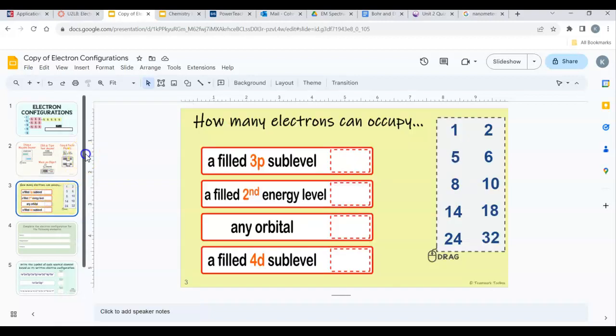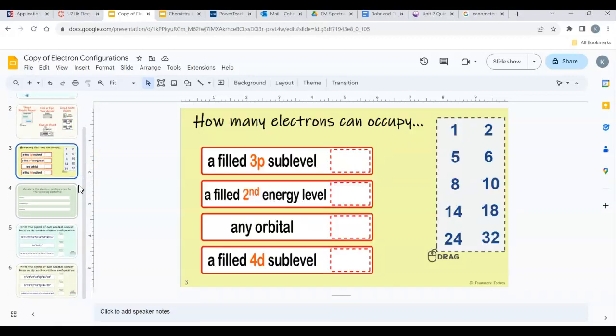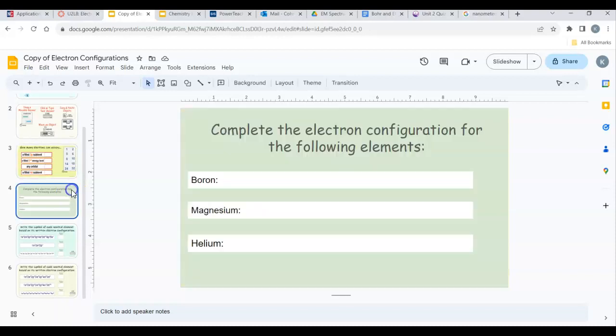So there's just a few slides to complete here today. This one's asking for the electrons each sublevel or orbital can occupy. That's in your notes, so just go back and review that. Remember, orbitals can only hold 2 electrons, so each orbital is going to hold 2, but then sublevels and different energy levels have multiple orbitals, so just go back and review that.